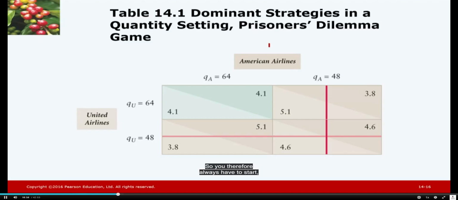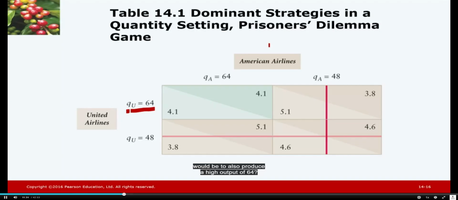So you always have to start, like I said when we were looking at best response curves, on the axis of the other firm. If you're looking at American's best response, you start with United. So we're looking across the first row of that table. If you believe that United is going to produce the higher output of 64, what then is American's best response?